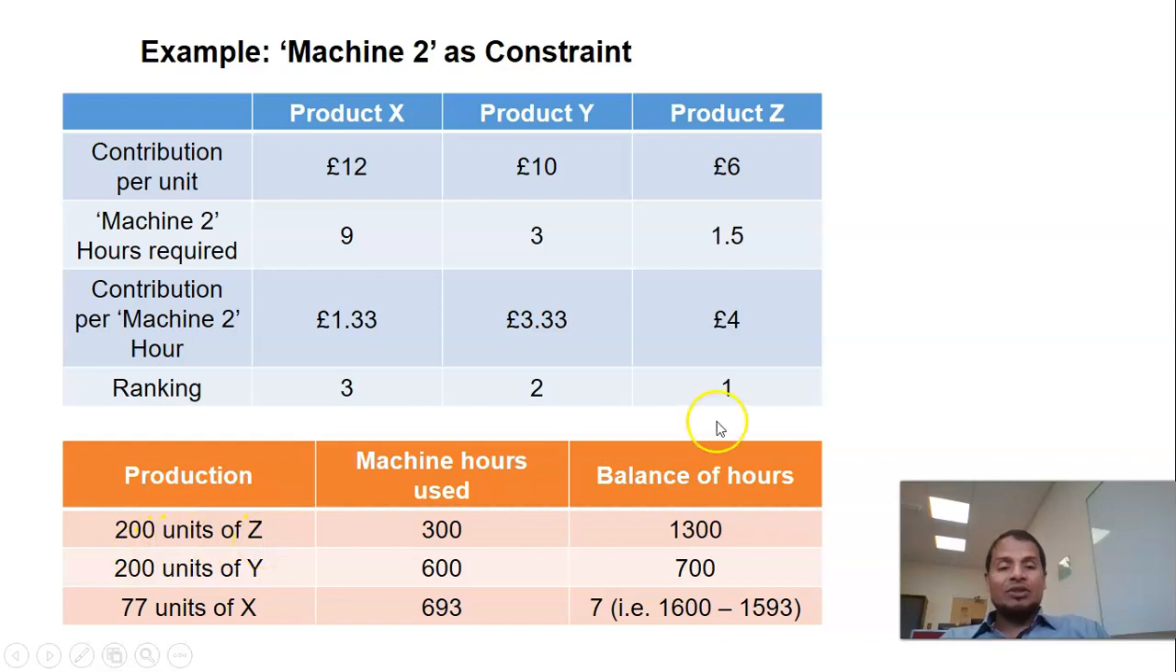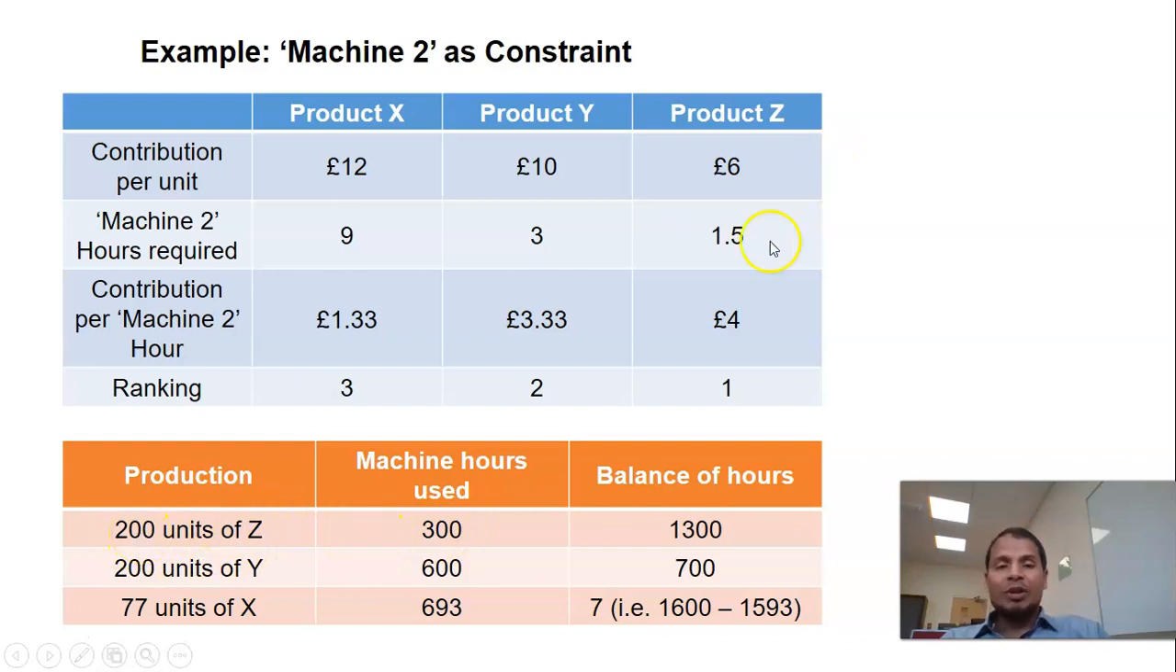So firstly, what's the first choice? Z. So we'll produce Z, and we have demand of 200 maximum. If you produce 200 of Z, how many machine hours do you need? For one product of Z, you need 1.5 hours. So for producing 200 of Z, how many hours do you need?